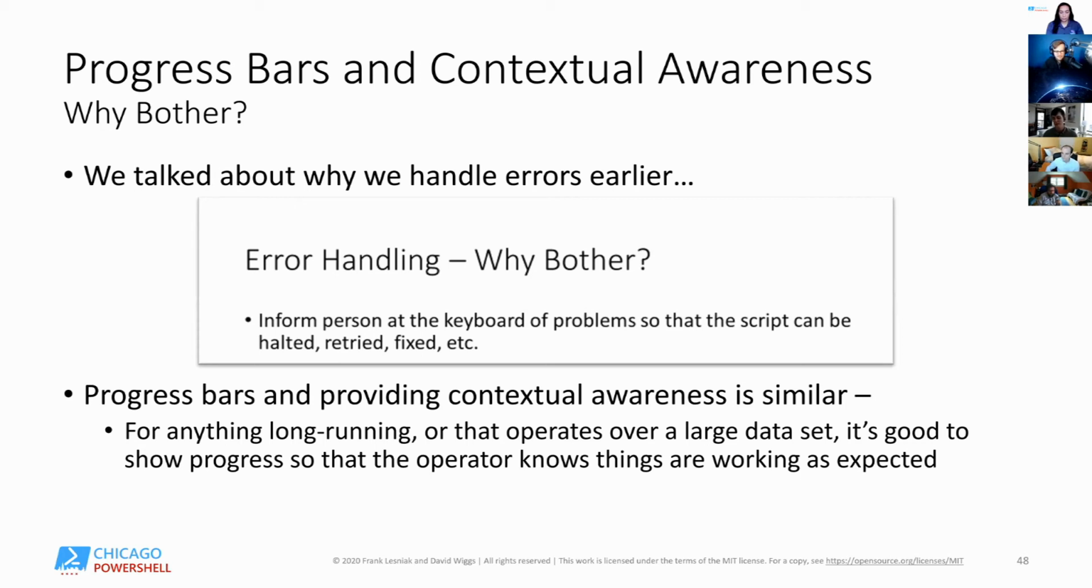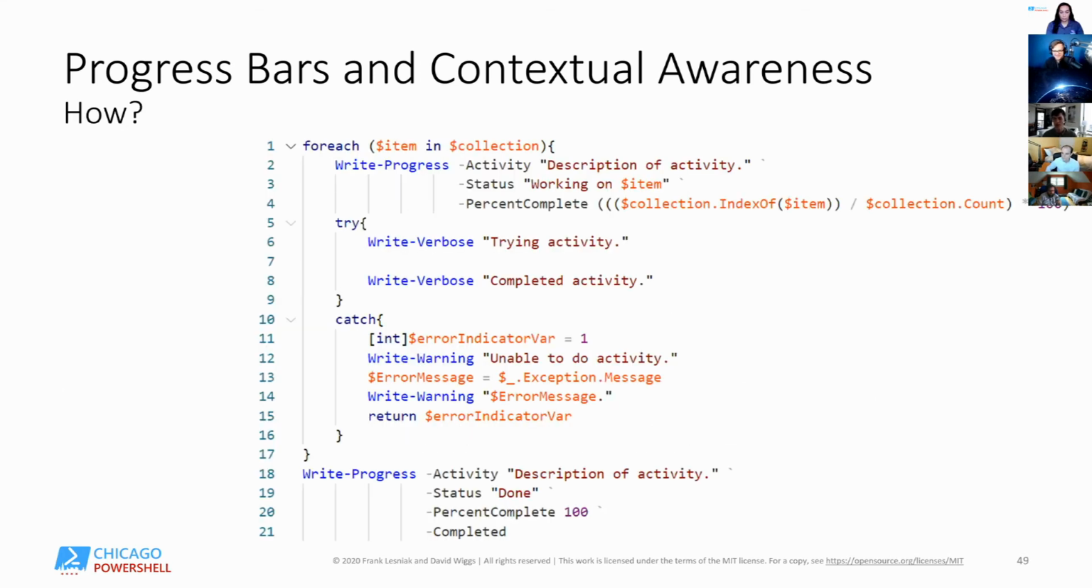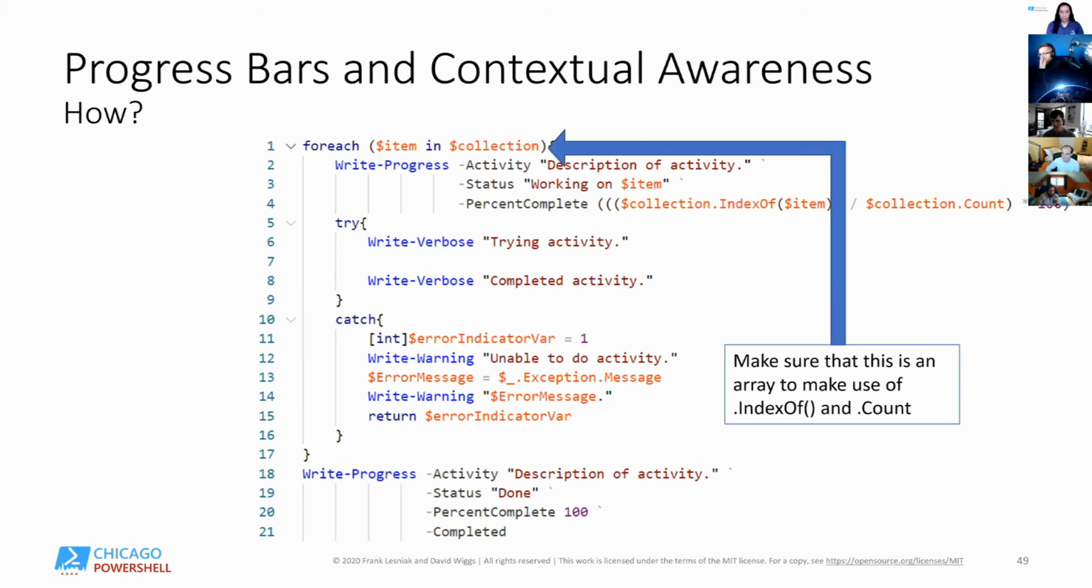For anything that's long running or perhaps operates over a large data set, it's a good idea to show progress. So going back to that snippet we looked at earlier, how are we going to be conveying progress to the script or function or whatever's calling things? One of the key elements, when we use Write-Progress as a standard cmdlet, is we need to make sure that anything in the collection in our ForEach-Object or in our foreach line, line 1, is an array.